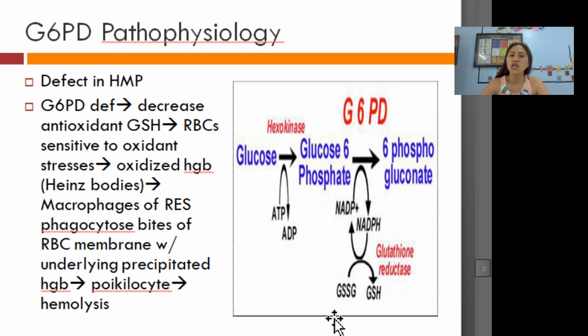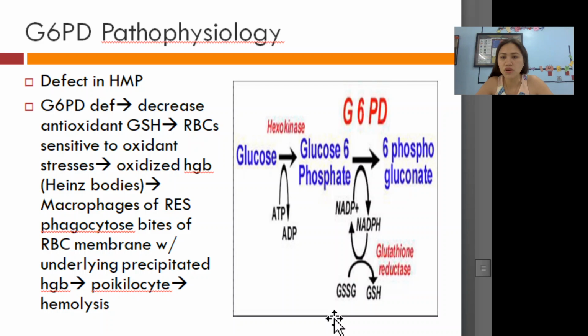So G6PD pathophysiology, this is a defect in the hexose monophosphate shunt pathway. It decreases antioxidant GSH in the RBCs. When there is deficiency of G6PD, the RBCs are sensitive to oxidant stresses. Okay, you will notice that there will be inclusions, and these inclusions are known as Heinz bodies. Kung naa kay G6PD deficiency or wala kay enzyme na G6PD, you will notice that you have a lot of Heinz bodies in your RBCs.